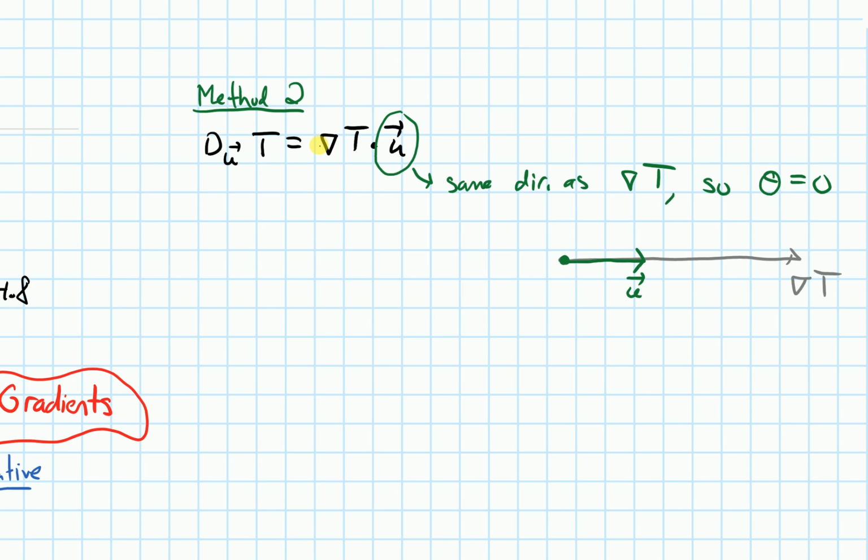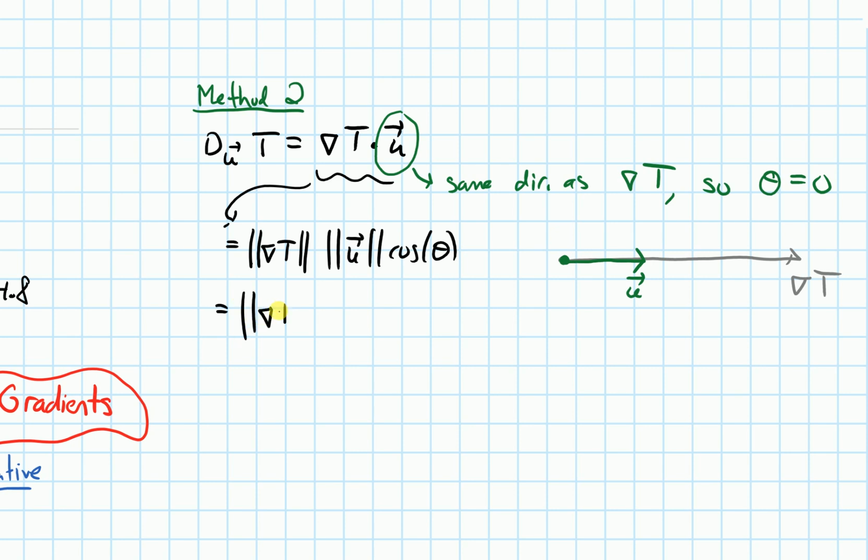Okay, and why that's useful to know is we had this formula for the dot product involving cosine of theta. So the dot product equals the length of the first vector times the length of the second one times cosine of that angle. So we got the length of the gradient. The length of u is 1, because that's a unit vector. And then we have cosine of 0. But cosine of 0 is 1. So overall, we just have the length of the gradient.